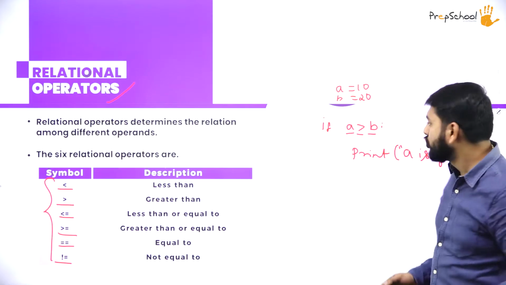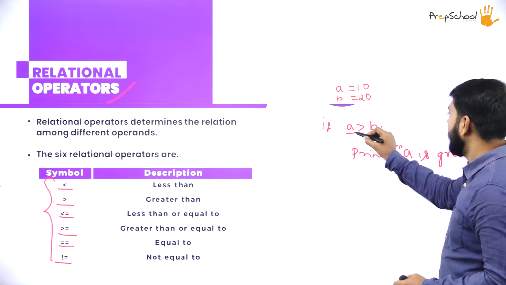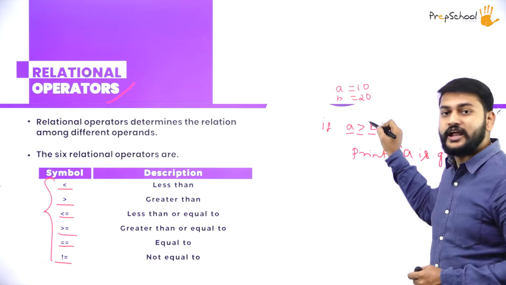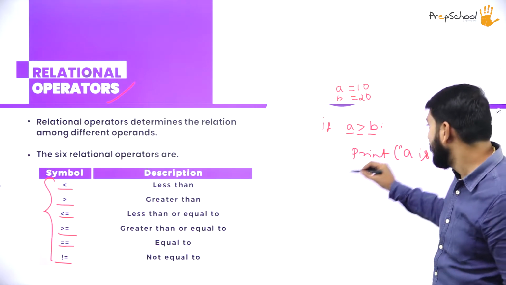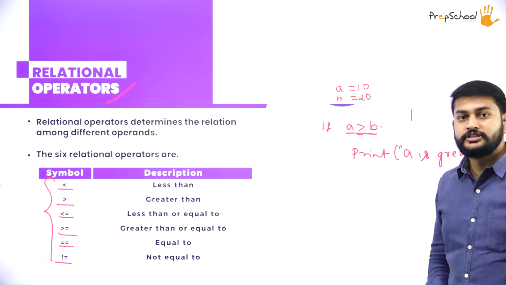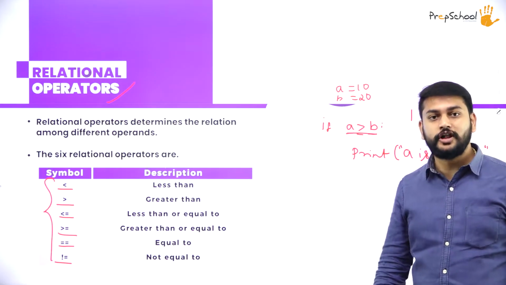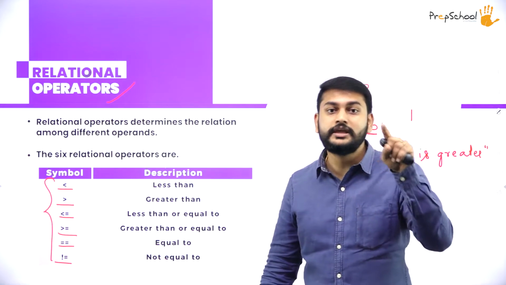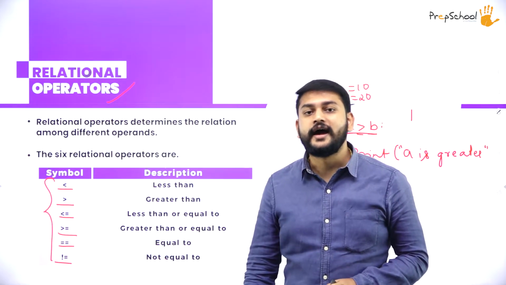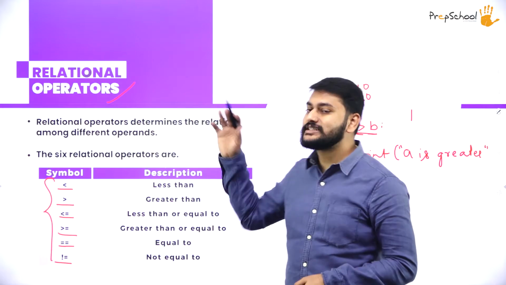So what is that, sir? Can you just explain that? Yes. If A is greater than B, and that is true, then the result of this statement is 1. Suppose the statement is false, the result of that statement will be 0. That is what you have to understand with respect to the relational operators.